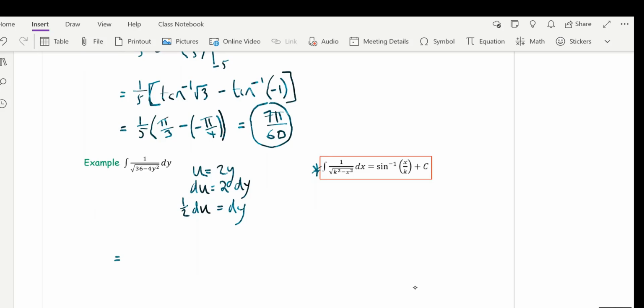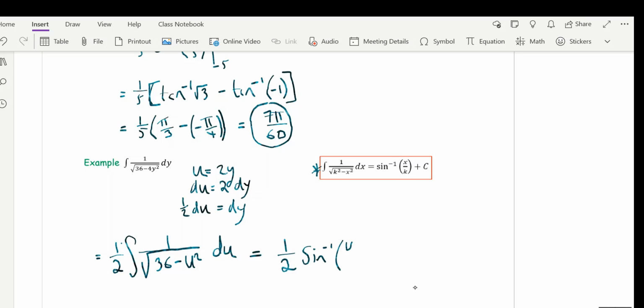This integral is equal to, I'm going to put my 1/2 out front, and then on top I've got 1, and on the bottom I have the square root of 36 minus u squared, and that's why I made that substitution. And then this is a du. Now we can use the formula in the red box. So this is 1/2. My k is 6, but I don't pull out a 1 over k. I just go sine inverse of u over 6 plus c.